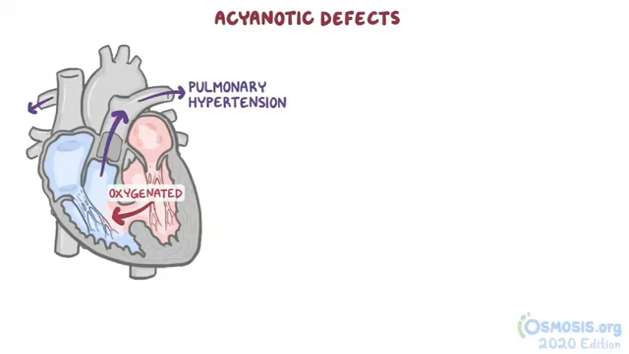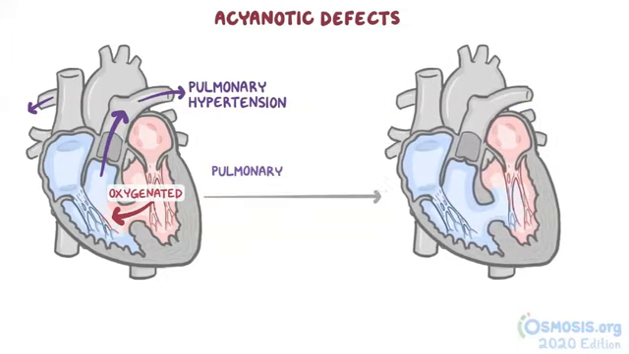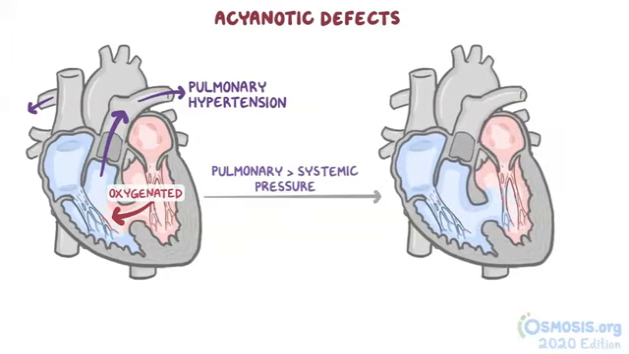In some cases, over a long period of time, the pulmonary hypertension gets so bad that the pulmonary pressure exceeds the systemic pressure, causing reversal of blood flow from the right to the left side of the heart. This reversal is called Eisenmenger syndrome, and at that point, the deoxygenated right-sided pulmonary blood gets shunted to the left-sided systemic circulation, leading to cyanosis.